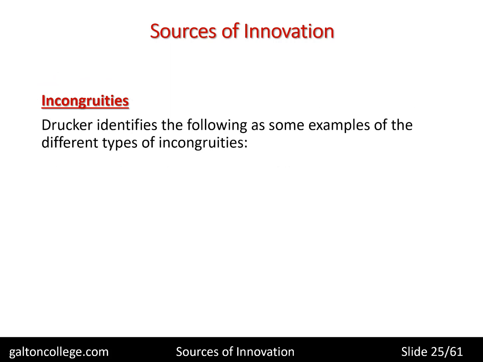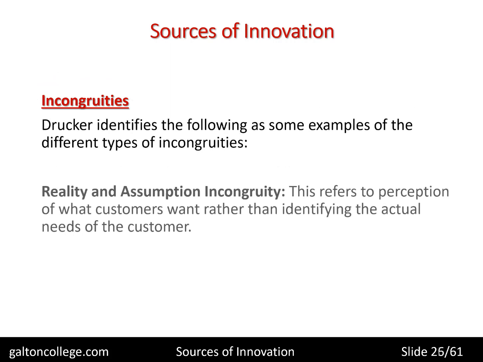Drucker identified the following as some types of incongruity. Well, reality and assumption incongruity. This refers to perception of what customers want rather than identifying the actual need of the customers. And that's the problem that companies may face. Companies may think this is what the customers want, but they haven't found out exactly what the customers want. They haven't identified it completely.